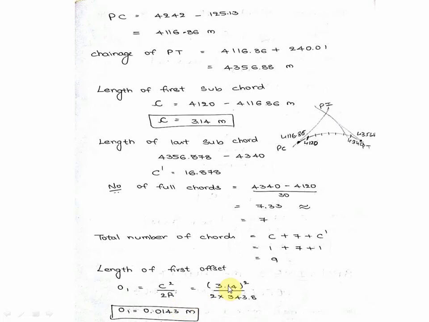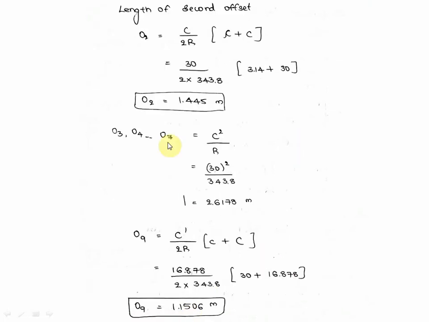So now the length of the first offset. As I have told, for the first subchord the formula is offset O1 equal to c square by 2r, that is 3.14 square by 2 into r, which is 343.8. You will get the first offset as 0.0143 meter. And the second offset, O2, is c by 2r into bracket small c plus capital C. Here capital C is the current chord, that is the second chord, 30 meter, and small c is the previous chord, that is the first chord. So 30 by 2 into 343.8 into bracket 3.14 plus 30. So we will get O2 as 1.445 meter.